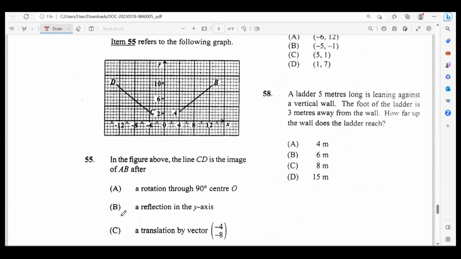All right, this one came as well. It says in the figure above the line CD is the image of AB. After what? All right, after rotation to what? So look at it. I'm seeing CD and AB. It's a reflection in this line right here. This line is like the center of the idea. So I'm seeing that it's a reflection. You're seeing that this is definitely a reflection in the y-axis, right? So we want to remember how the reflection treats the thing. So it's a reflection in the y-axis.